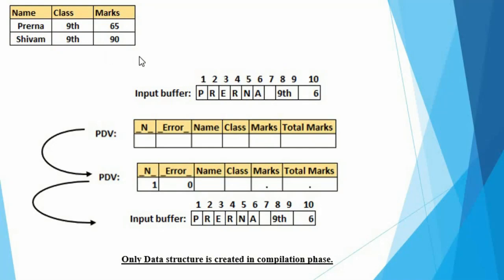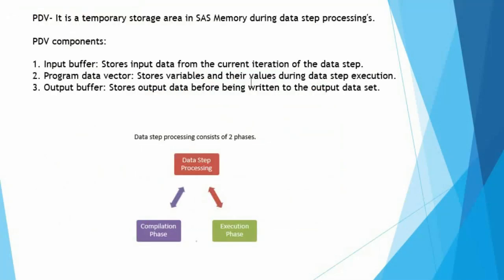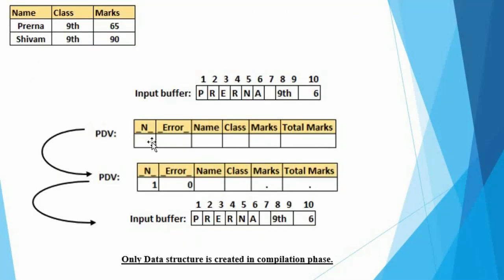So what does the input buffer do? Basically it just holds the data as we know: Prerna, then 9 and 65. And now just go back to the PDV. It stores the variables and their values. Now PDV is storing the variables and the values, but before that, it is creating the structure: _N_, _ERROR_, name, class, marks, and total marks.